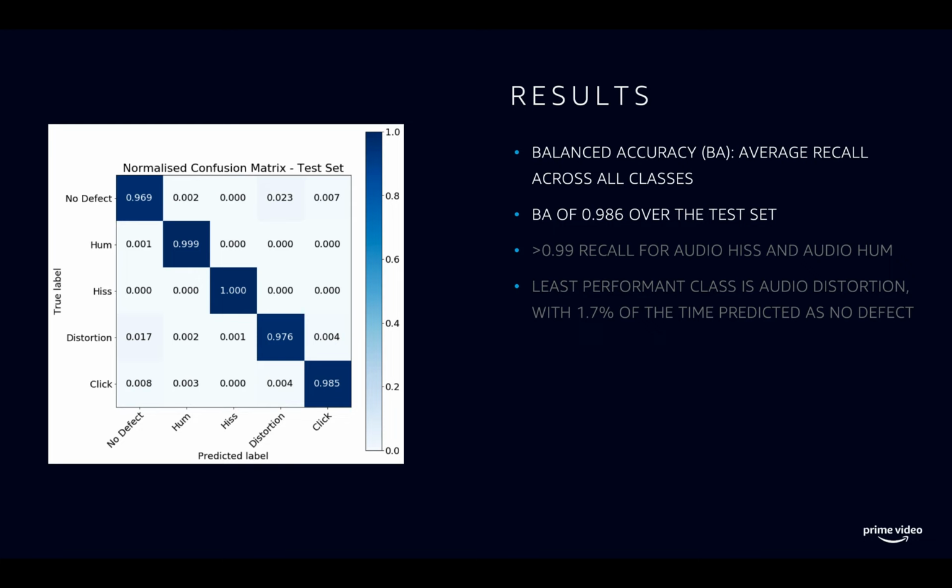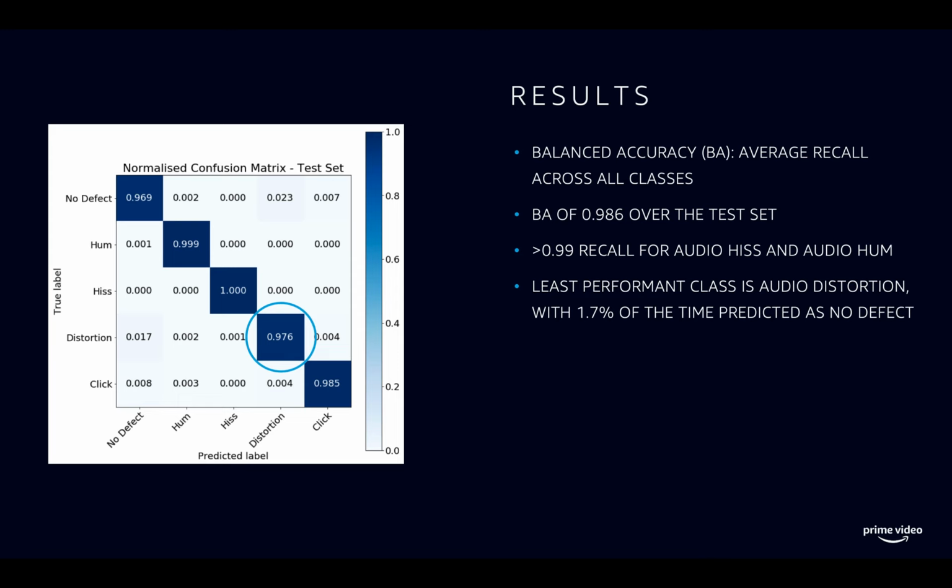Focusing now on the results for some of the individual classes in the confusion matrix on the left. We achieve a recall of greater than 0.99 for both audio hum and audio hiss. However, the recall for audio distortion is lower at 0.976. 1.7% of the time, the audio distortion are predicted as no defect.